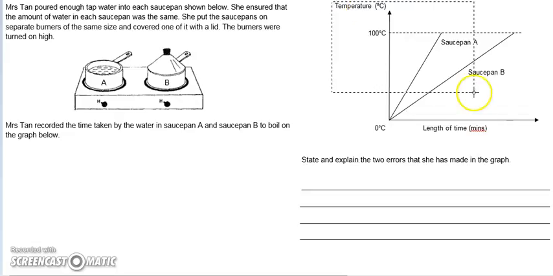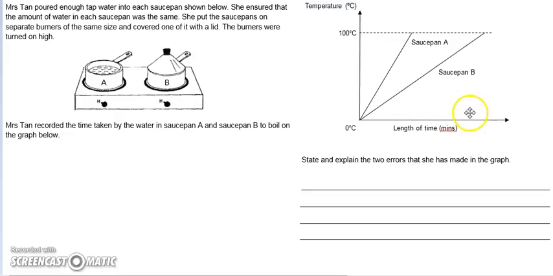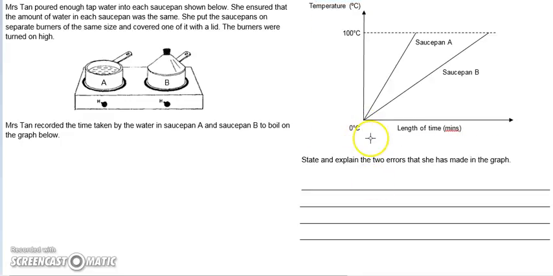We know that the graph is measuring temperature as heat is passed onto the pot of water. So it is measuring water temperature over a length of time. So it shows here that saucepan A, the water in saucepan A, boils faster than the water in saucepan B. But both of the lines start at 0 degrees, and so that would be our first mistake.